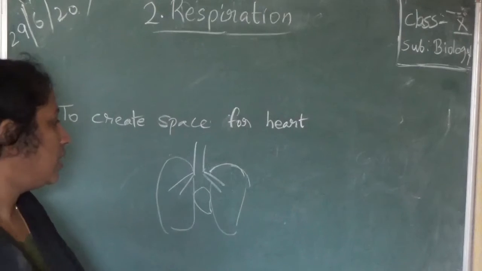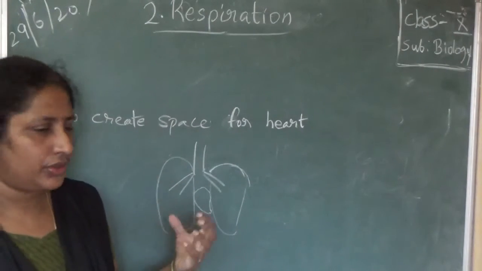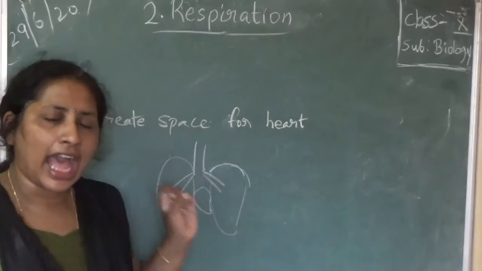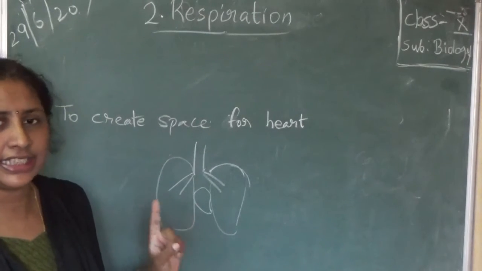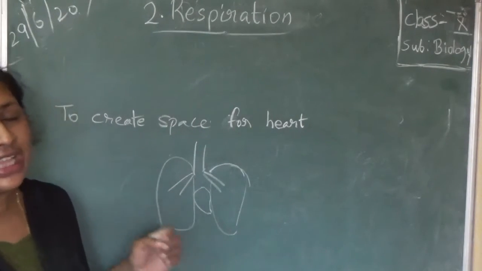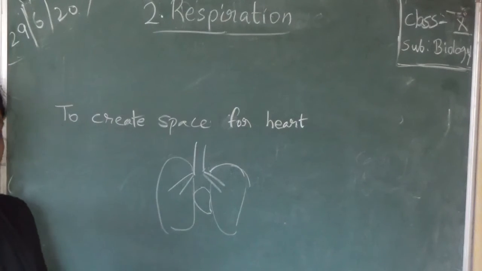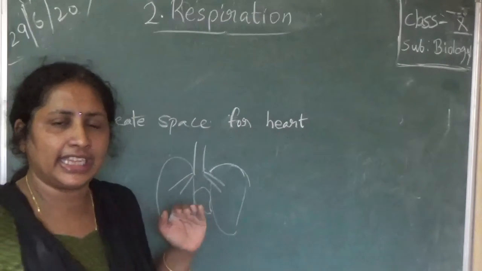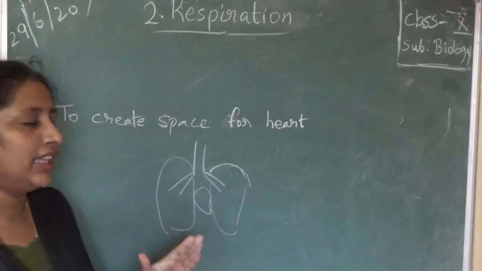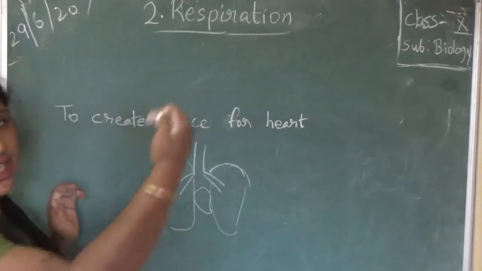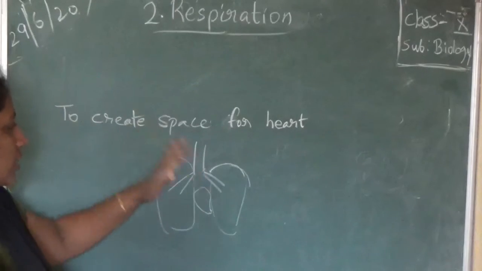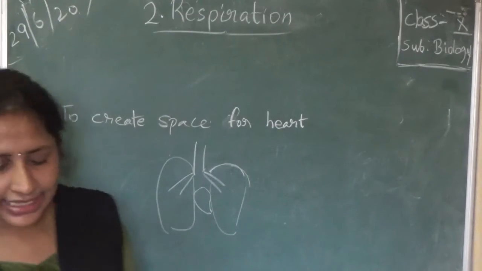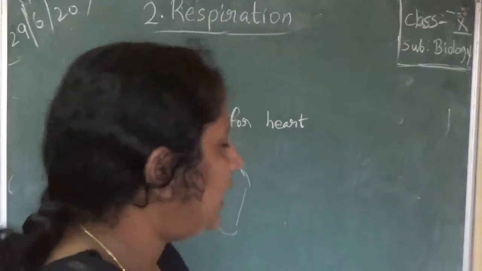You should know that lungs and heart are protected by the rib cage. So lungs and heart, very important vital organs, are present in the thoracic cavity. So what is the thoracic cavity? The space above the diaphragm is called the thoracic cavity.